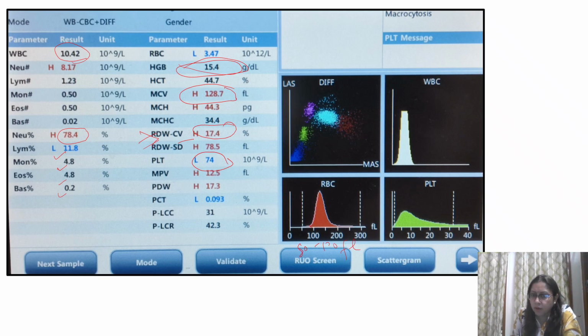It is coming between 100 and 200, this bell-shaped graph. So this RBC population is macrocytosis. Even your CBC machine is flagging macrocytosis. So macrocytes are coming. And one more important point to be noted is your platelets are decreasing. So macrocytic anemia can present with bicytopenia, can present with pancytopenia as well.